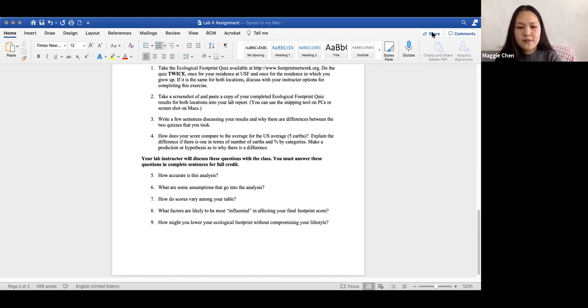Question 7, how do scores vary among your table? Again, I hope you had a chance to talk to everyone in your group about what, if it did, was it any different? Was it lower? Was it higher? Why? Things like that. You can talk about what factors are most likely to be influential in your final footprint score. Maybe you eat more meat. Maybe you drive a little bit more. Maybe even flying once or twice a year makes a huge difference in your ecological footprint.